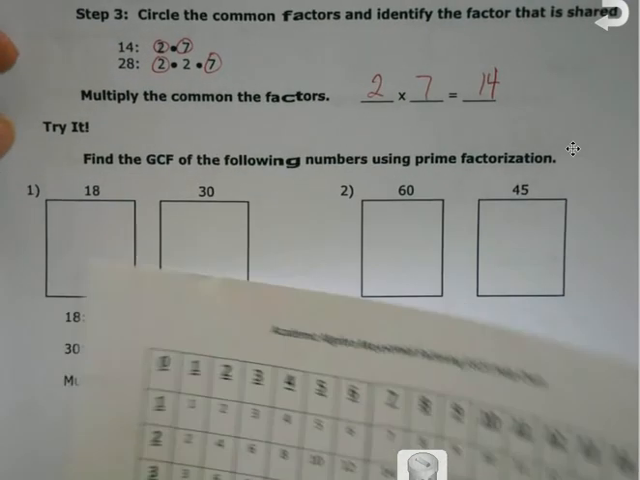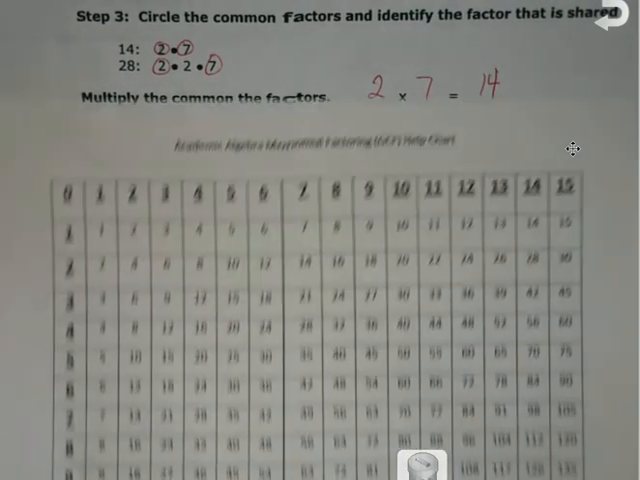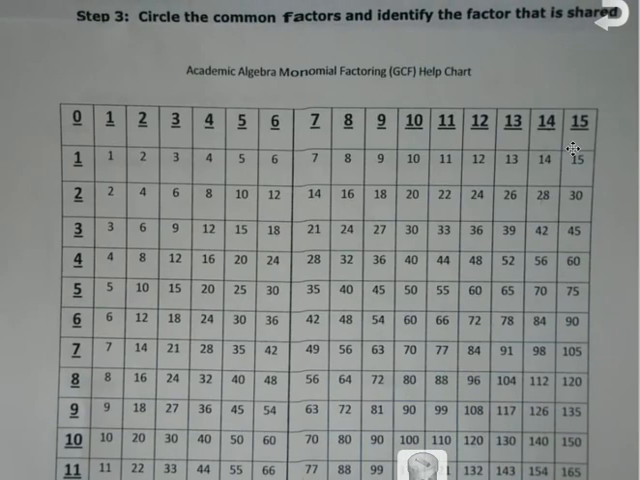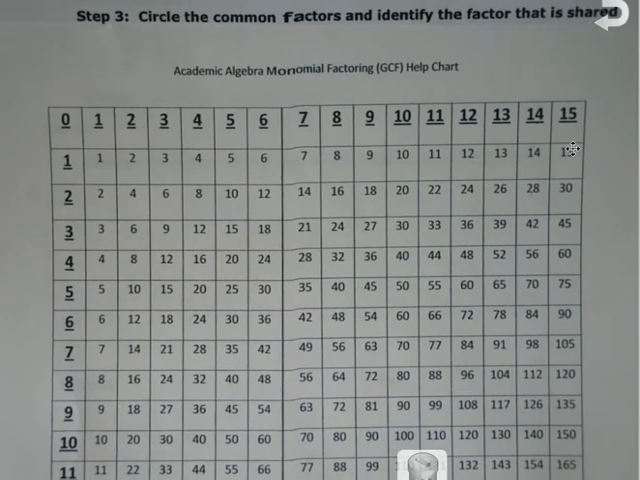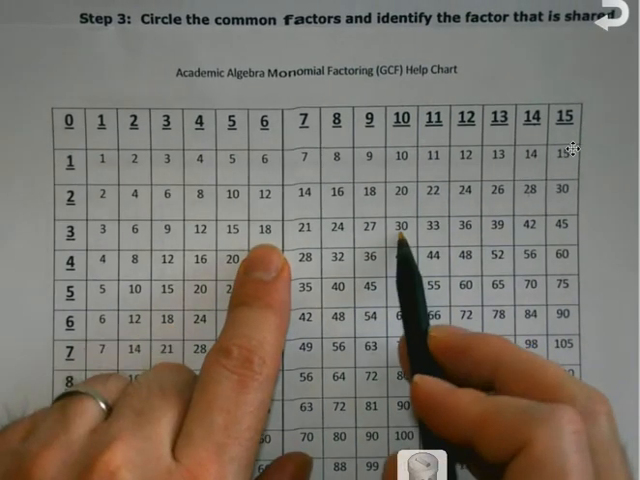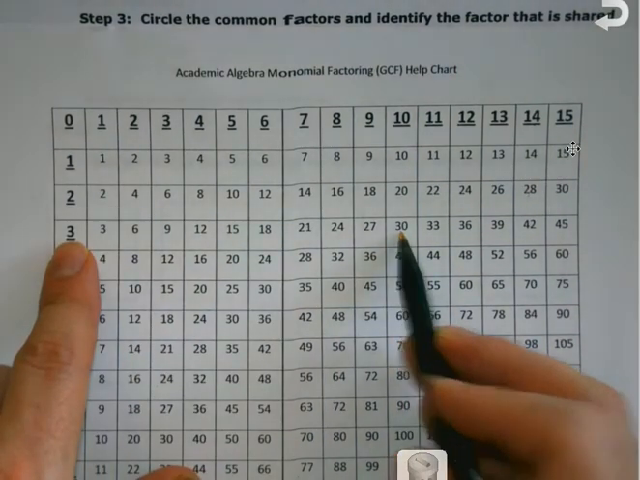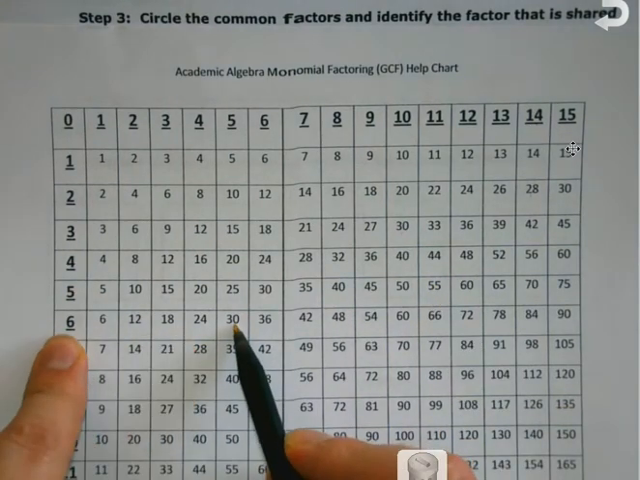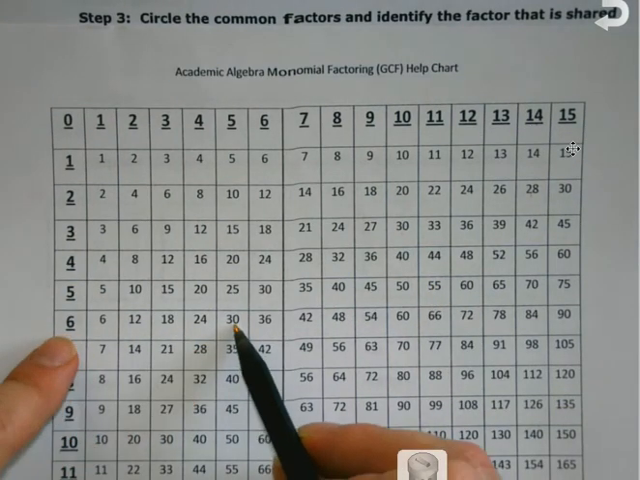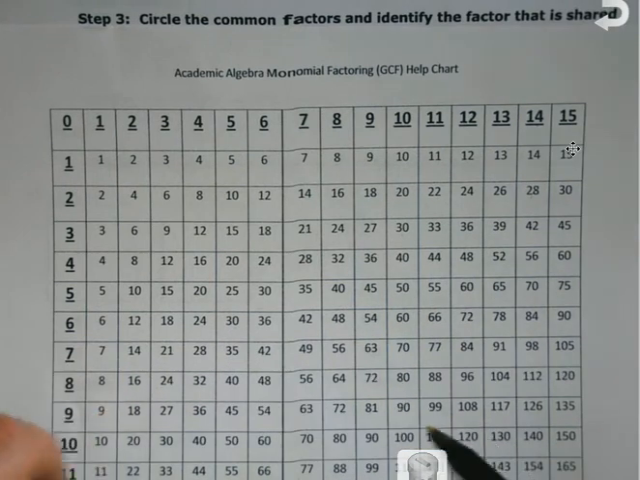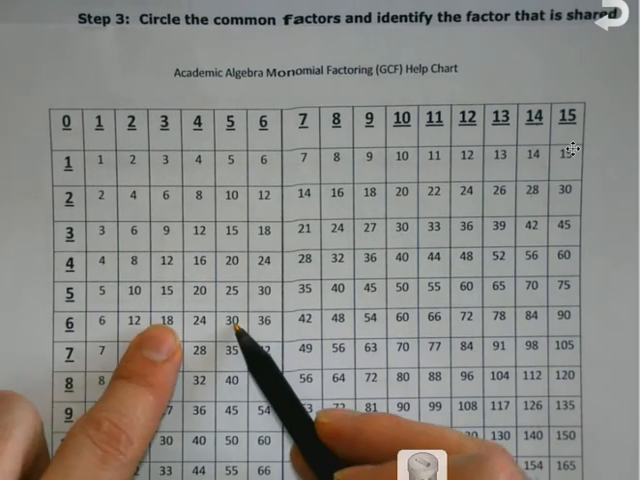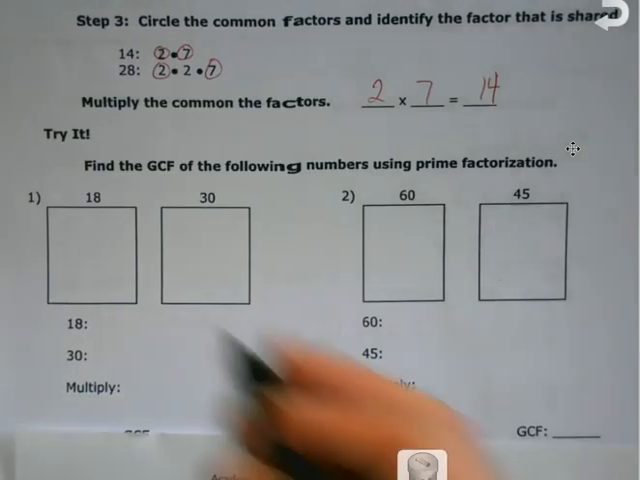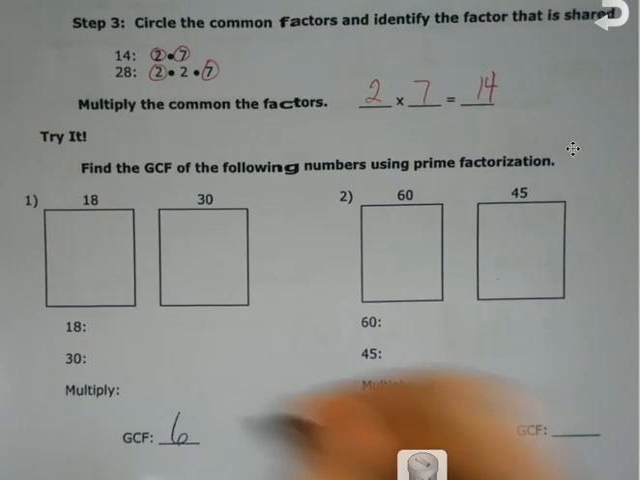So let's see here. 18 and 30. Okay, 18 and 30. I see 3. That's a possibility. Ooh, 18 and 30. 6. The bigger the number, the better. There's an 18, no 30. There's a 30, no 18. 6 looks to be the magic answer here. And it actually would be.